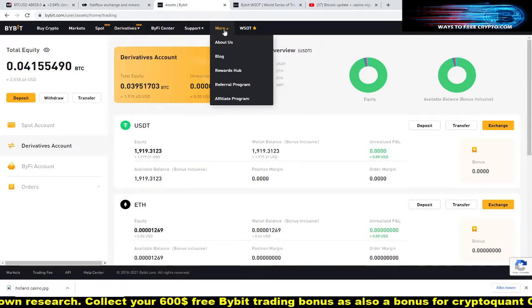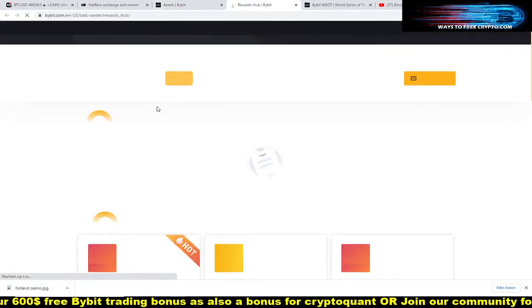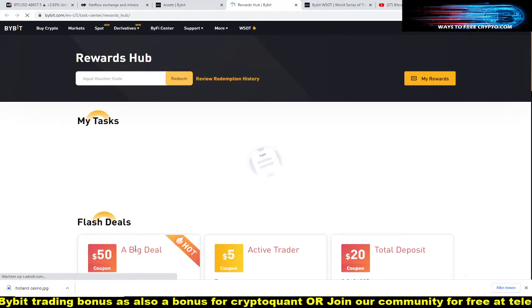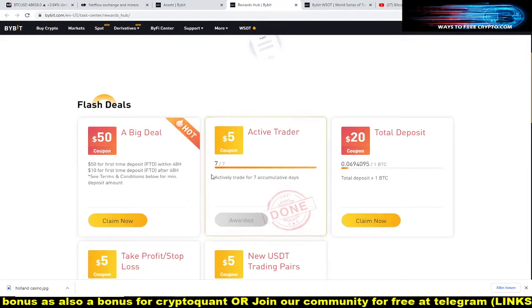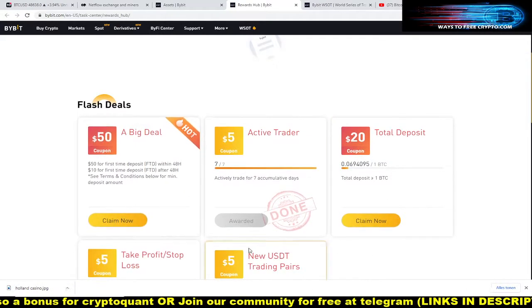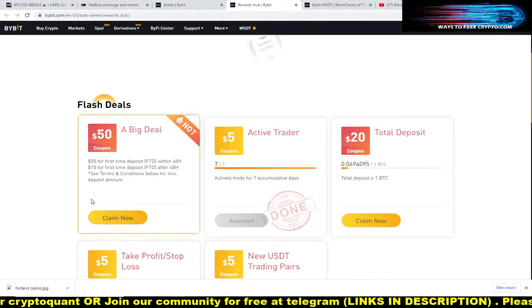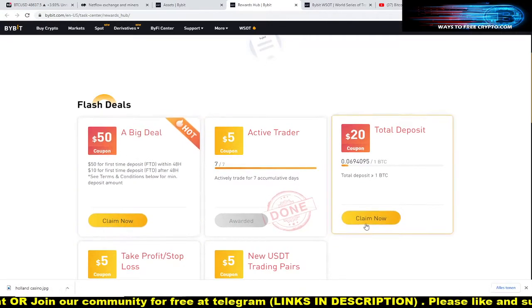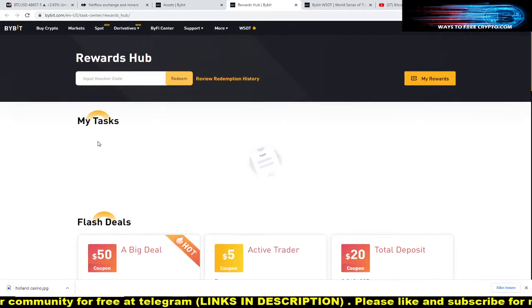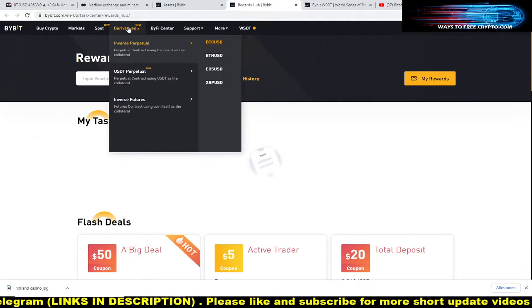Also, first of all, you guys, if you go to more and then to reward hub, then here you can see that you can claim just a few bucks right here. So if I claim this, I get $50 or $10, whatever. It's basically free money. So then you go to derivatives, and then you have in virtual perpetual swap contracts.